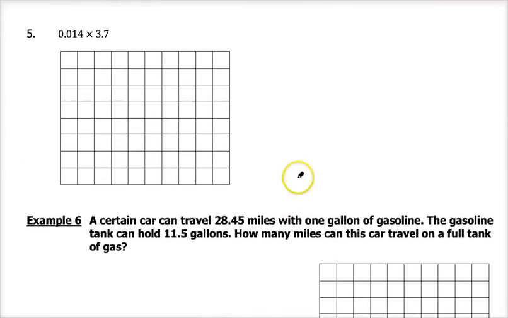Okay, on the back side, number 5, we have 0.014 times 3.7. What I would like you to do is pause the video, try this one all on your own, and then once you have an answer, click play to check to see if it's right.